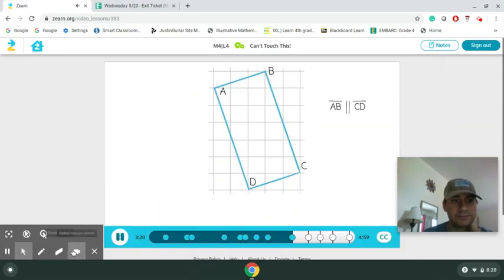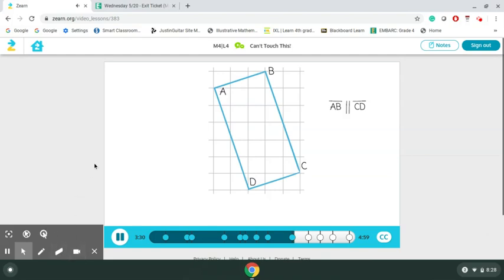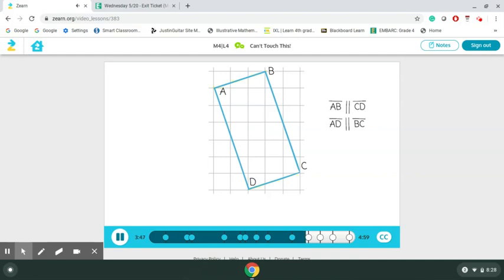Nice job. What's another pair of parallel line segments in this rectangle? AD and BC. That's right. This is how we'll write that these segments are parallel. What do you notice about opposite sides of a rectangle and parallel line segments? Opposite sides of a rectangle are parallel. That's right. Is this true for all rectangles?